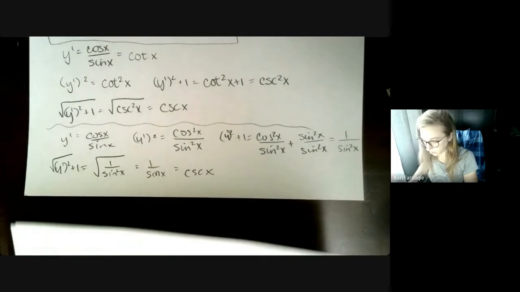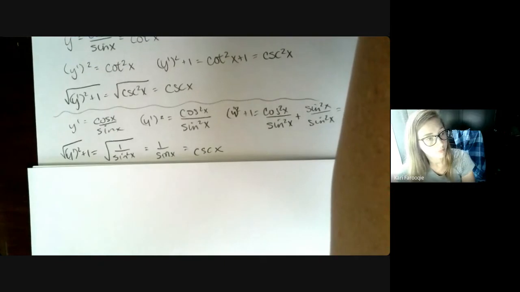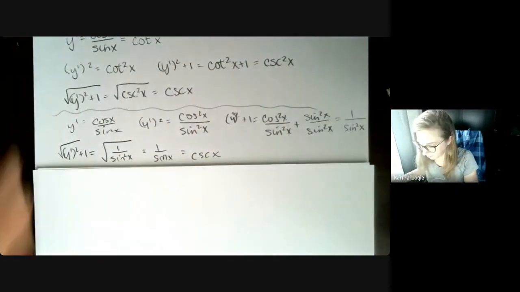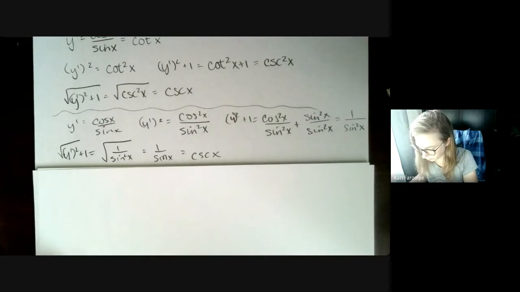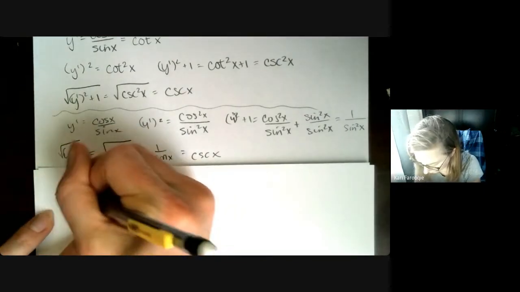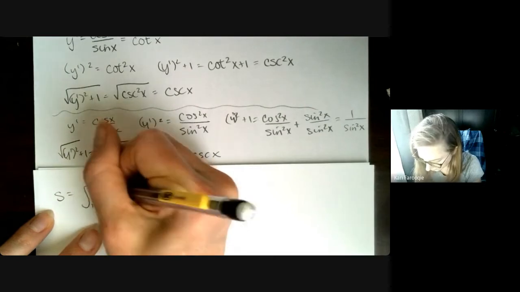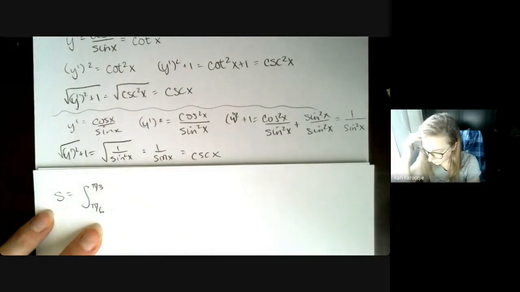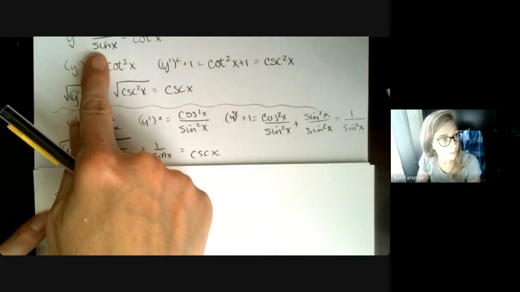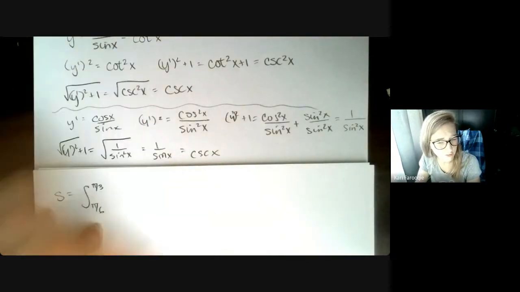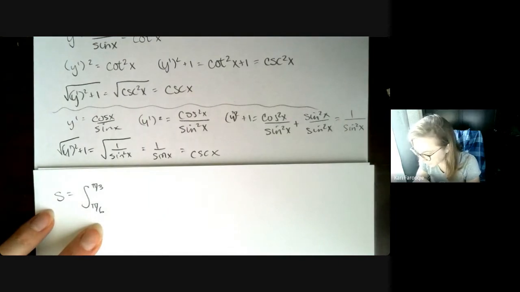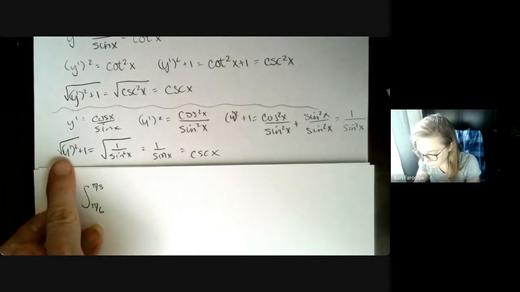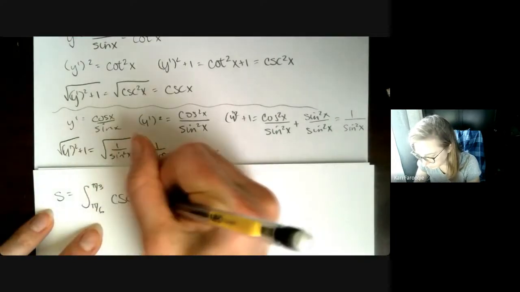Do I have space here? Okay, so we're going to integrate from pi over 6 to pi over 3. You don't have to worry about your derivative not existing on this interval. It does exist. There is no value between pi over 6 and pi over 3 for which sine of x does not exist. So you're fine there. And then the square root of y prime squared plus 1 is the cosecant of x dx.